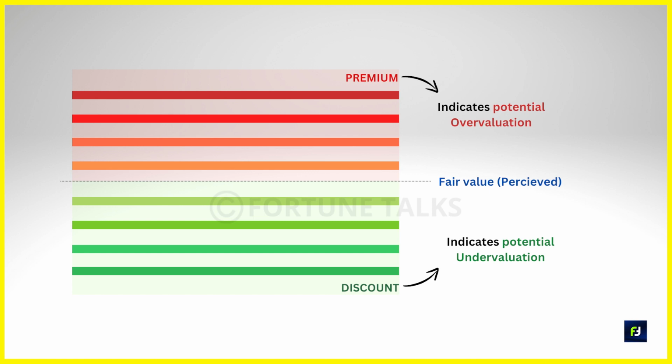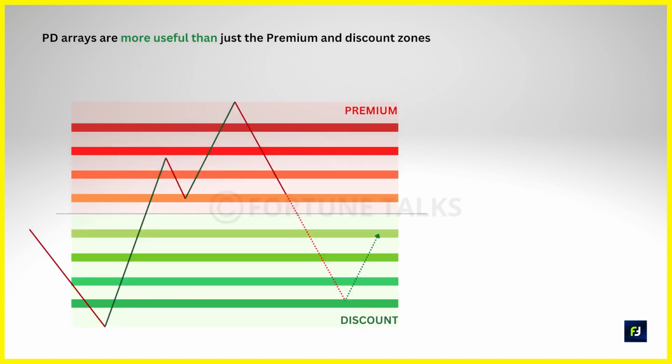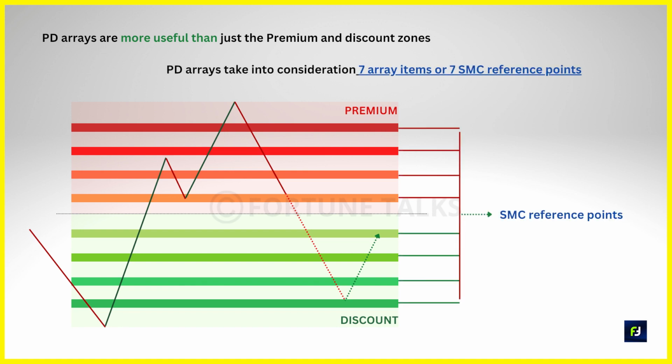And as a matter of fact, you also know that this method of categorization allows traders to gain insight into the potential market turning points by identifying where the market might switch from a state of overvaluation to undervaluation and vice versa. But PD arrays are more than just premium and discount zones. This is a multifaceted analysis that helps traders to not only see what the market is doing, but also understand why it is doing so, thereby enabling more informed and strategic trading decisions. PD arrays also take into consideration some array items or reference points. Specifically, there are 7 array items or institutional reference points that we need to consider in a PD array.